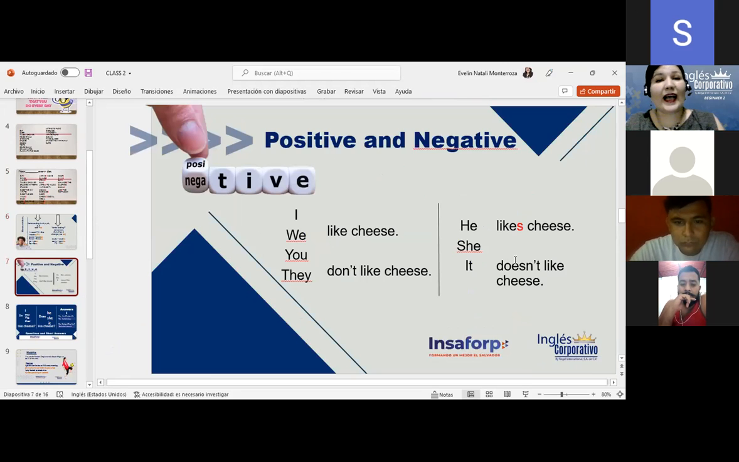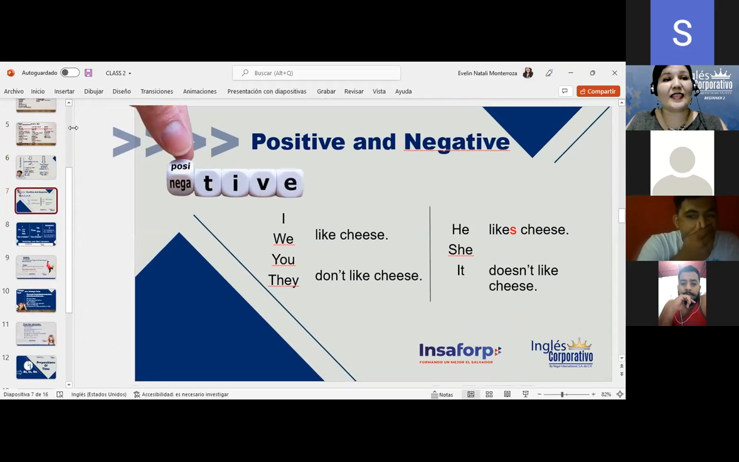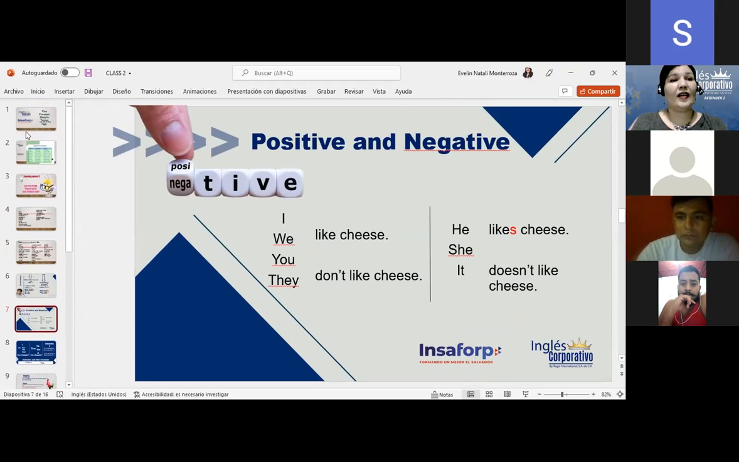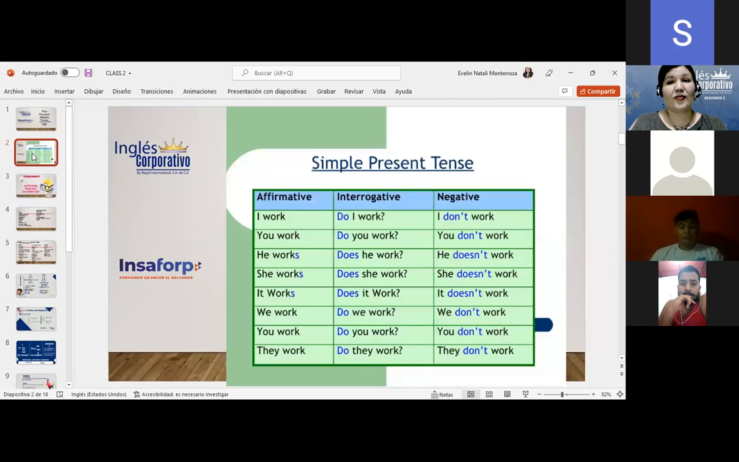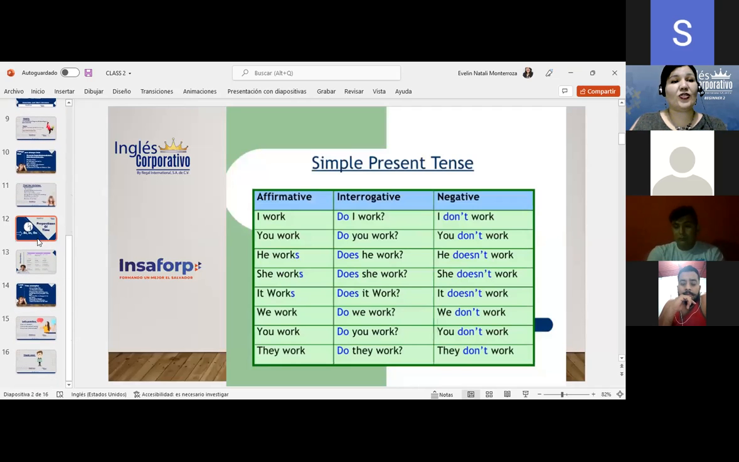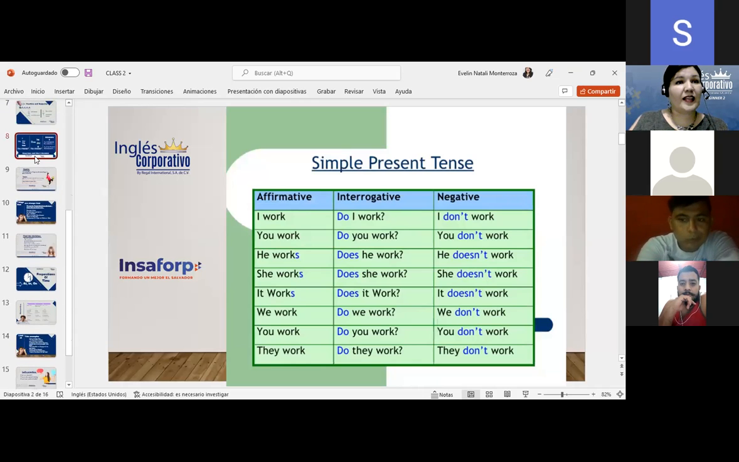And in this one, I have a little example of positive and negative sentences. As I was mentioning at the beginning, en el cuadrito que les mostré al principio, do you remember? Right, you use does and doesn't for the negatives and the questions. So let's go right here.